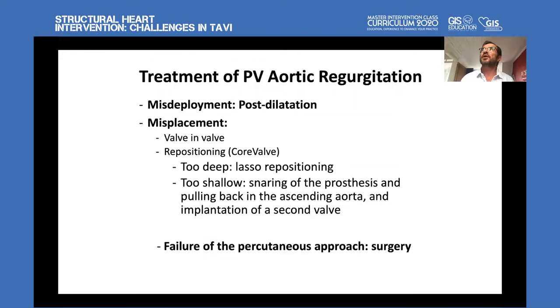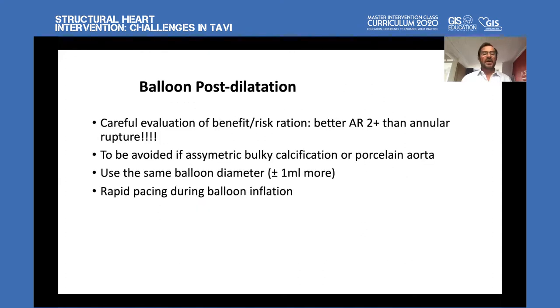So, treatment of valvular aortic regurgitation in terms of misdeployment, as you've seen: post-dilation, misplacement, valve-in-valve, repositioning, and in case of failure, the percutaneous approach. If it is a self-expanding valve, you can still wait for 1 or 2 days because the self-expansion may improve and decrease the aortic regurgitation; if not, surgery. Balloon post-dilation, be very careful of the benefit-risk ratio because you can have annular rupture, you can have pop-up of the valve, and so it should be avoided if there is asymmetric bulky calcification or porcelain aorta. Use the same balloon diameter plus 1 milliliter more in case of a SAPIEN valve, and rapid pacing during balloon inflation is mandatory.